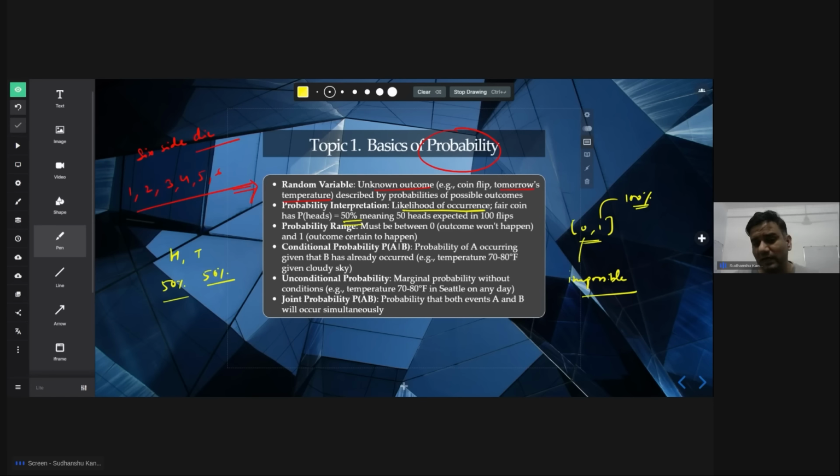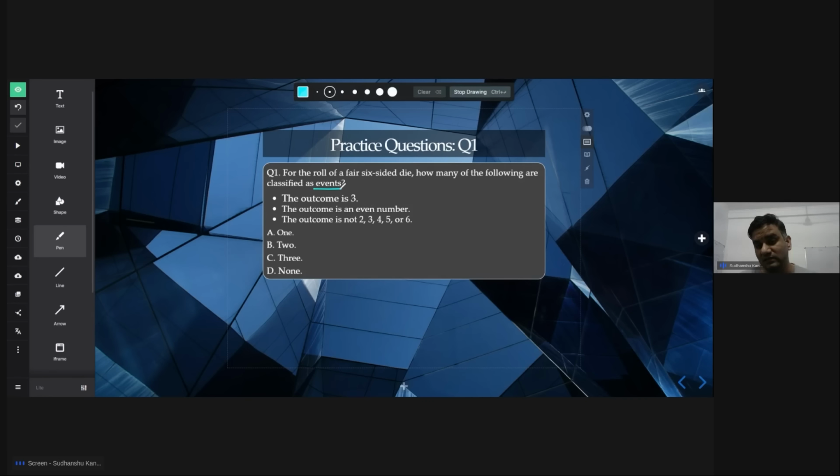All right, moving on, guys. Practice question, not very difficult. For the roll of a fair six-sided die, how many of the following are classified as events? First: the outcome is 3. We have 6 possible outcomes, and 3 is one of them. So this is an event.